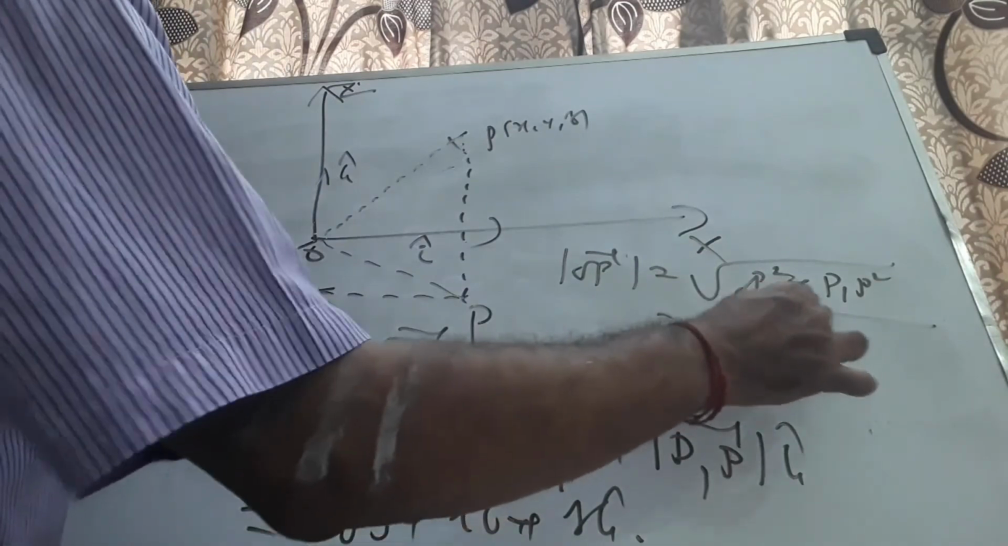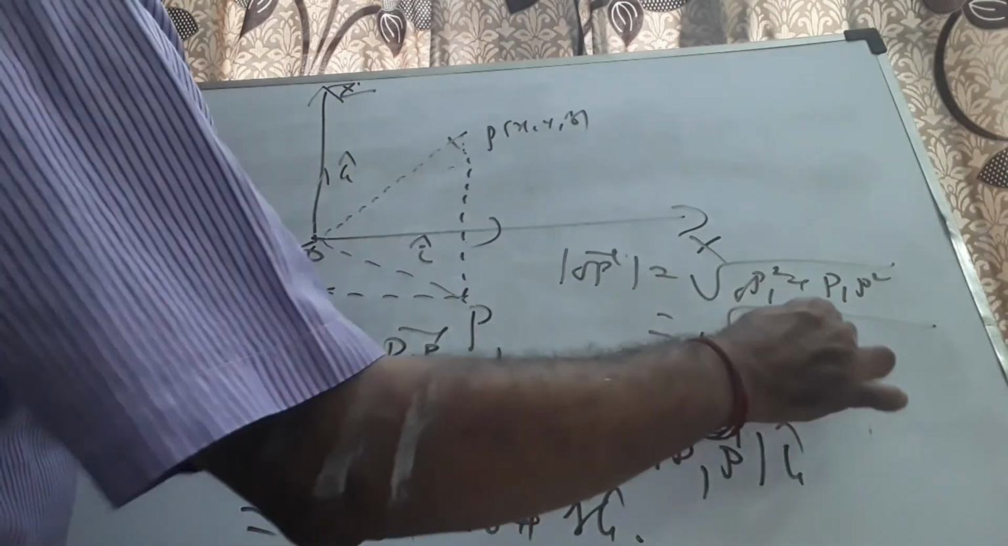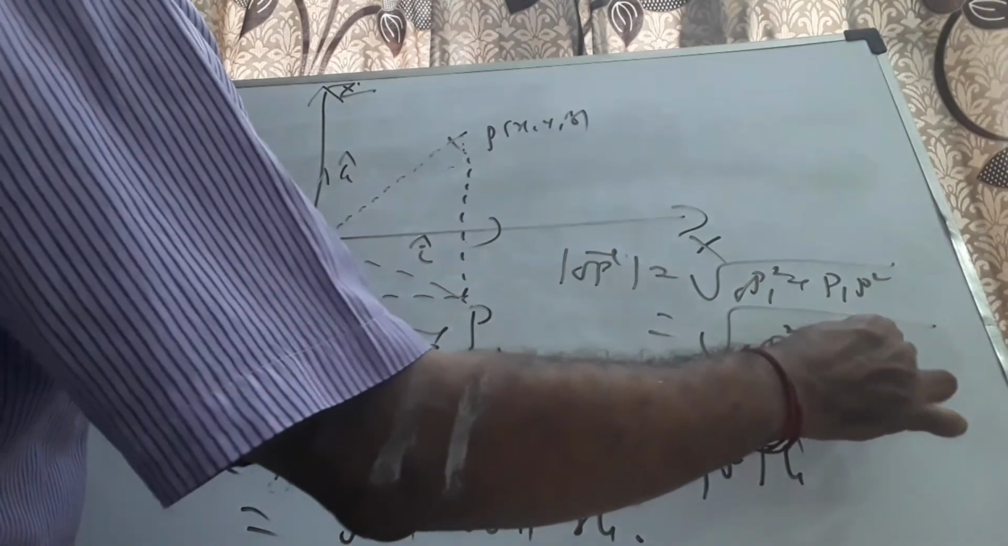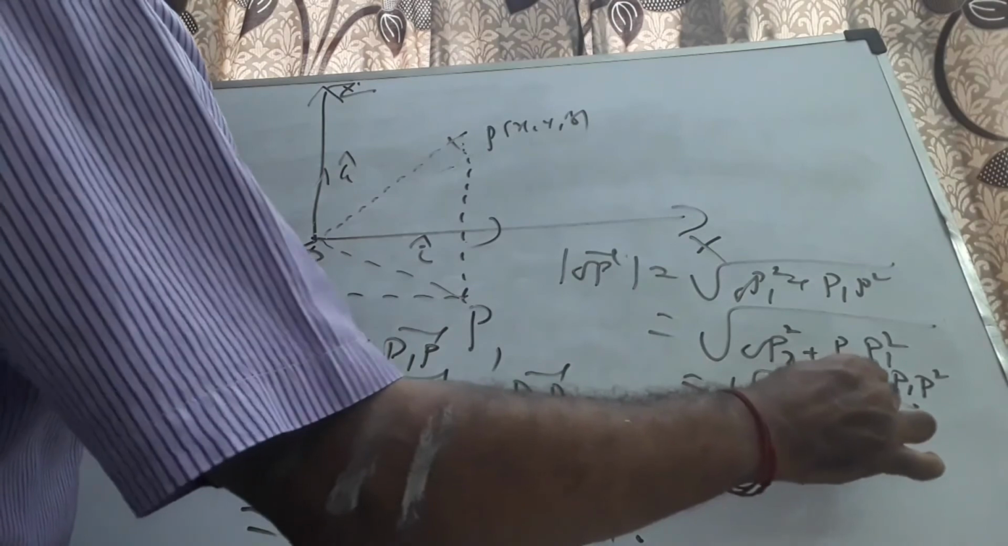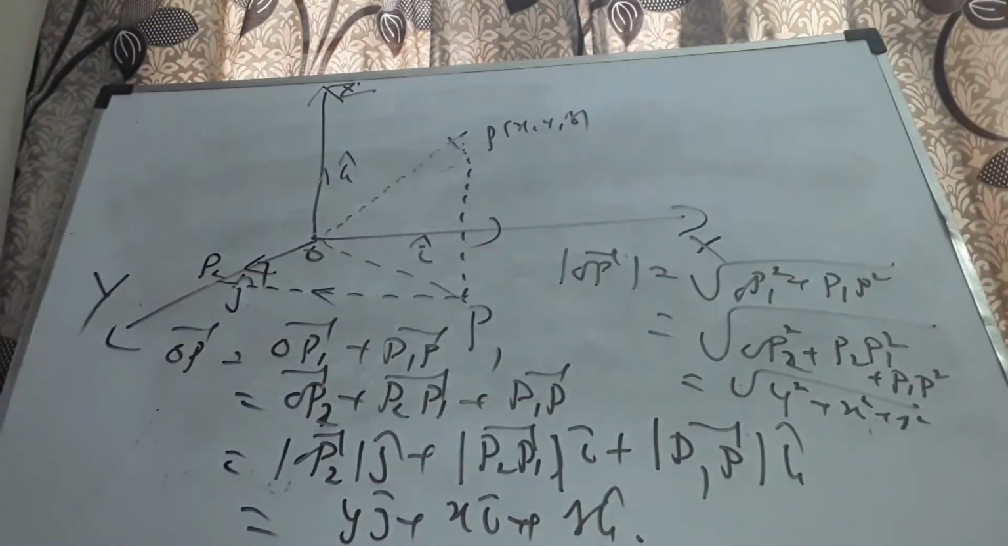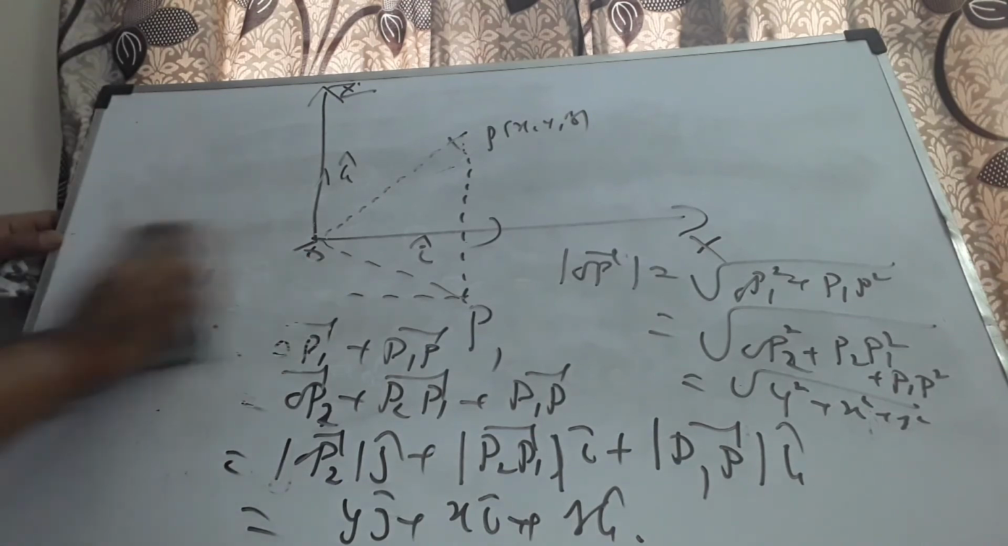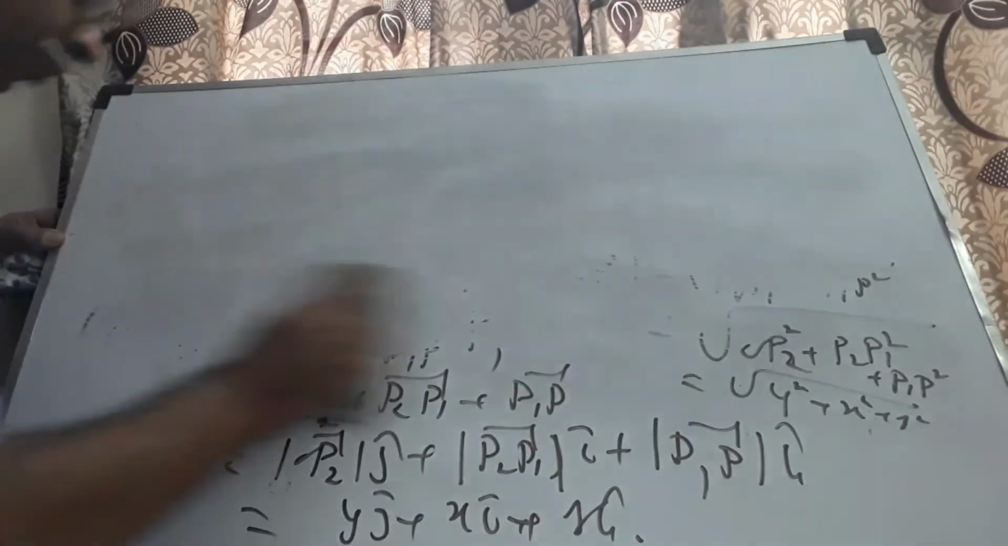Also, modulus OP can be written as root of OP1 square plus P1P square. Again, I will be applying Pythagoras theorem twice: OP2 square plus P2P1 square plus P1P square. This is y square plus x square plus z square. Now the distance between O(0, 0, 0) and B(x, y, z) is given by root of x square plus y square plus z square. This much was explained by me in the room atmosphere, and that is being explained with this also.